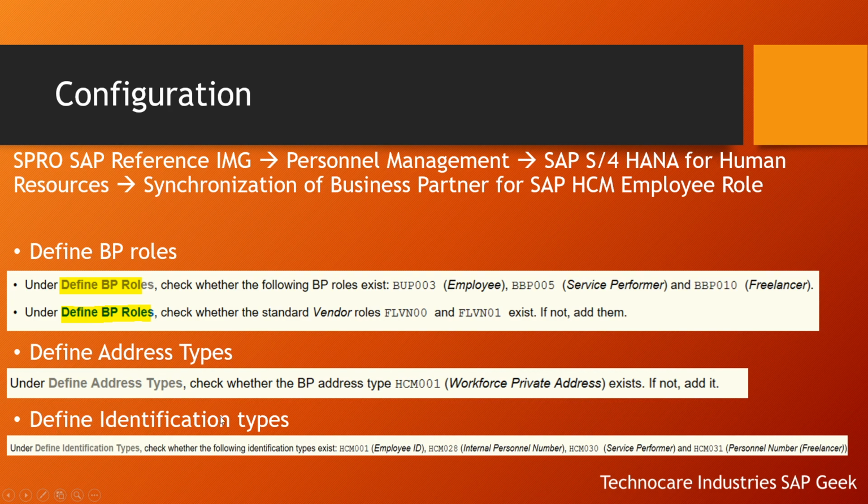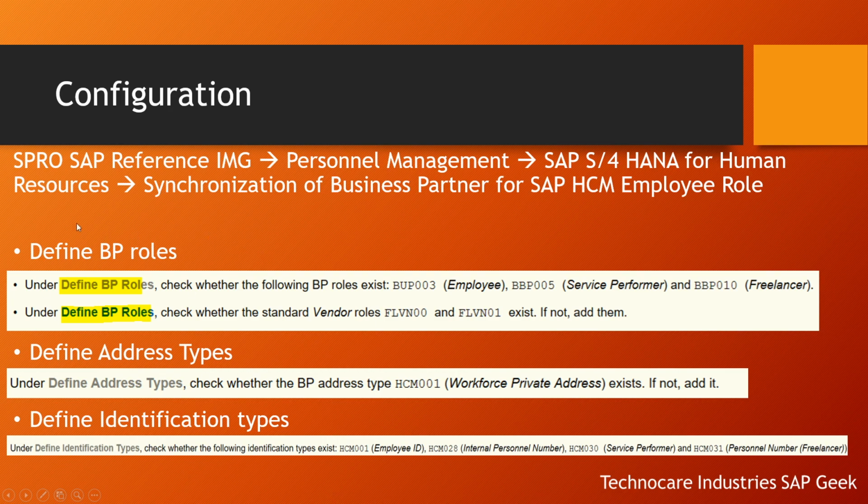Then in define identification types, we need to go to employee ID. We need to check whether HCM001, HCM028, HCM030 and HCM031 are present. These are nothing but your employee IDs: internal personal number, service performer, and personal number, freelancer. All these are used as identification types in the business partner identification tab. If these entries are not there, we need to add them in the table. If they are already present, no action is required.